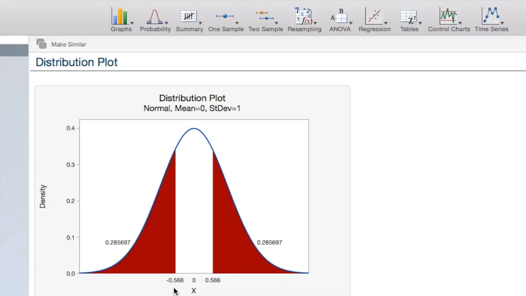Our p-value is the total area that is shaded in red here. 0.285697 plus 0.285697 gives us a total shaded in region of 0.571394. This is our p-value.